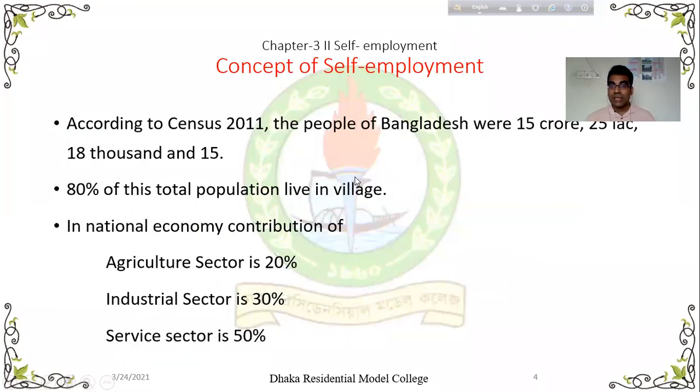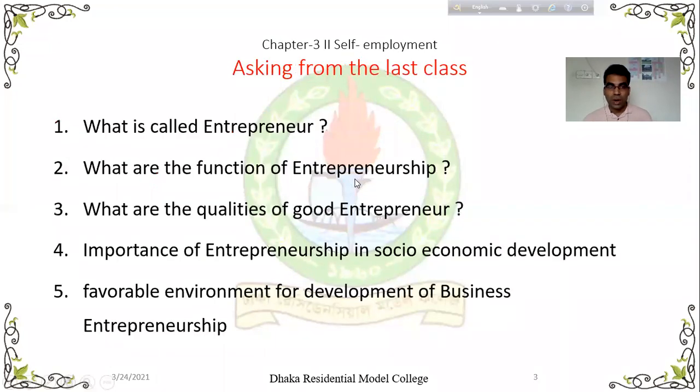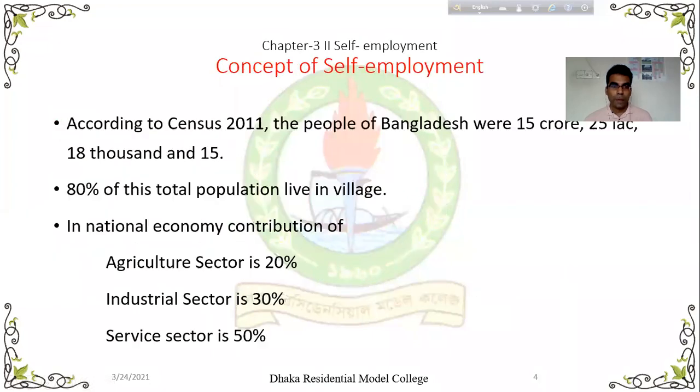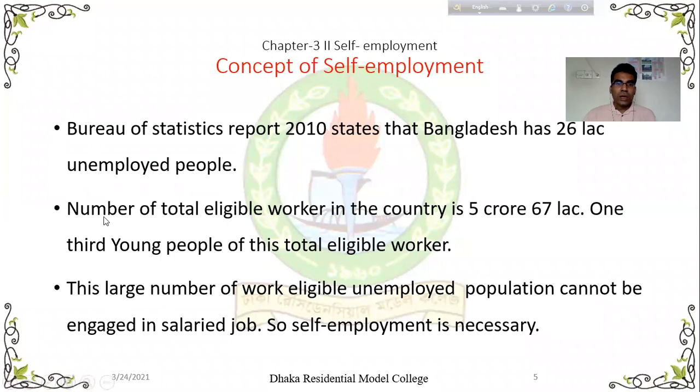Self-employment is necessary in our country. Why? In the first phase, the number of total eligible workers in our country is 5.67 crore. One third of this total eligible workforce is young people. This huge number of work-eligible unemployed population cannot be engaged in salaried jobs.